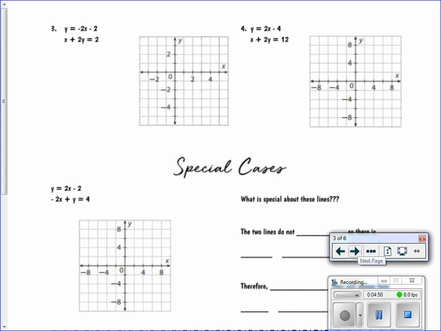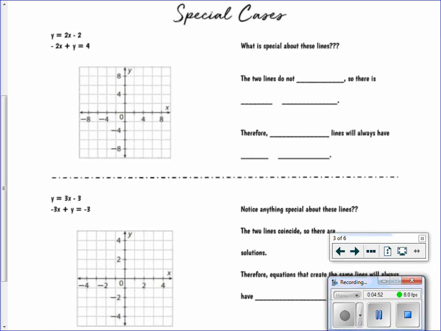Ready, go. So let's talk about special cases. The first one's ready to go for graphing, so we can graph it at y-intercept of -2, then up 2 and over 1, or down 2 and left 1. So there's the first one.